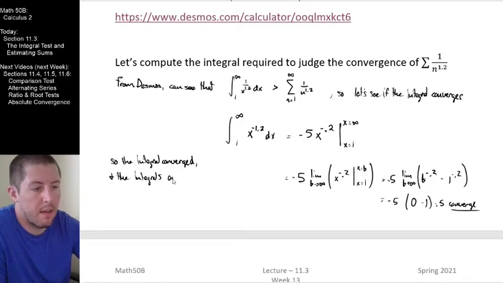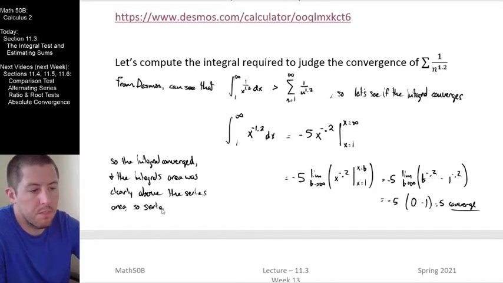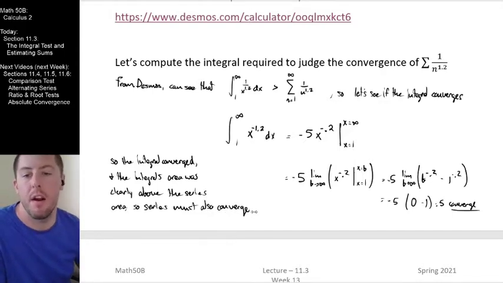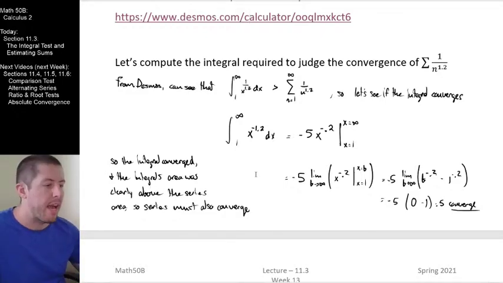The integral's area was clearly above the series area. So the series must also converge. Right? I've turned the summation argument into an area argument by expressing this series geometrically to look like that Riemann sum that we saw right there.